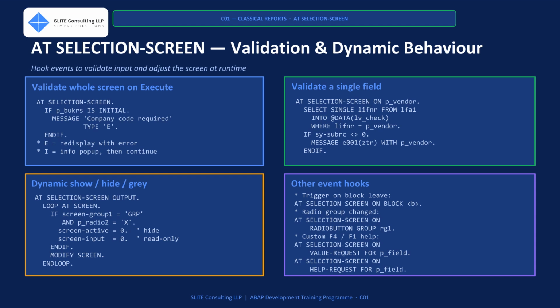Every time. This is where you do dynamic screen modification. Use loop at screen, check each field's group ID, set screen-active to 0 to hide it or screen-input to 0 to make it read-only, then modify screen. This is how you show or hide fields based on which radio button is selected.